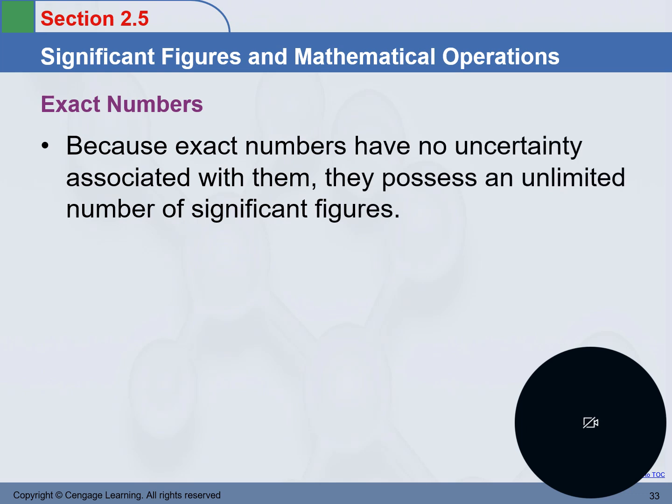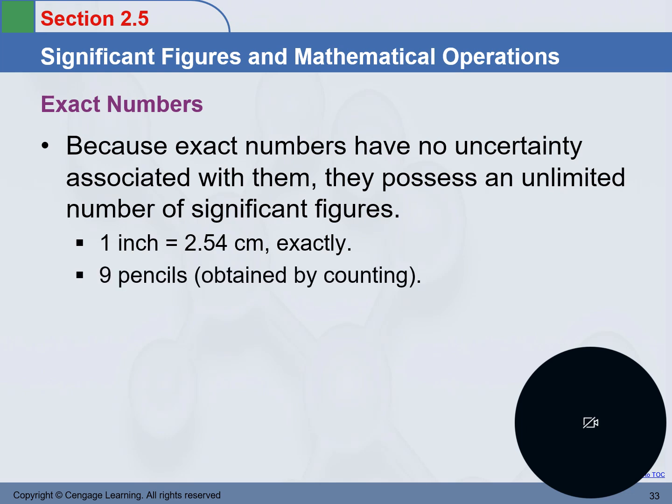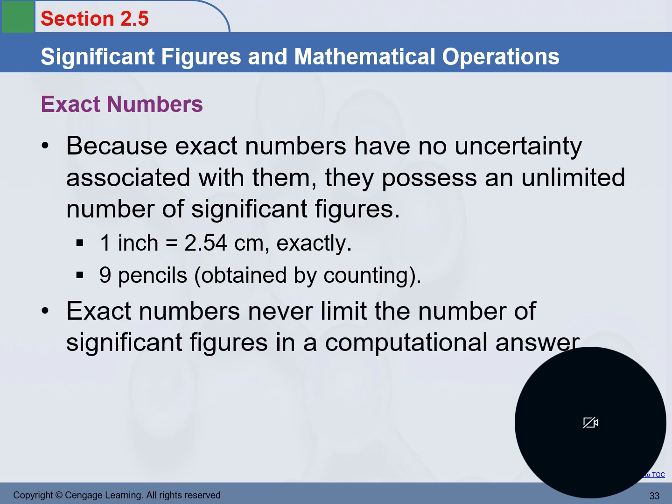When using exact numbers in mathematical operations, they're said to be exact. There is no uncertainty with them, and they possess an unlimited number of significant figures. So 1 inch is equal to 2.54 centimeters exactly, and there's no uncertainty there with that conversion factor. 9 pencils, no uncertainty, so you got to use the other numbers that are associated with it to figure out your significant figures.